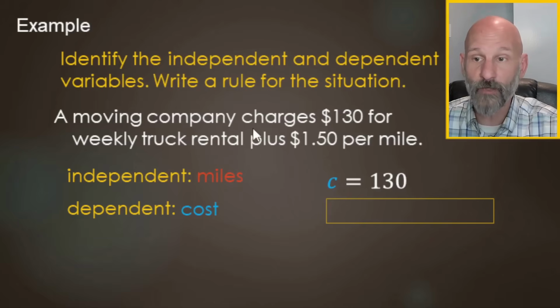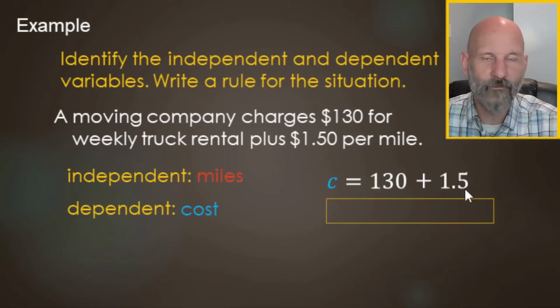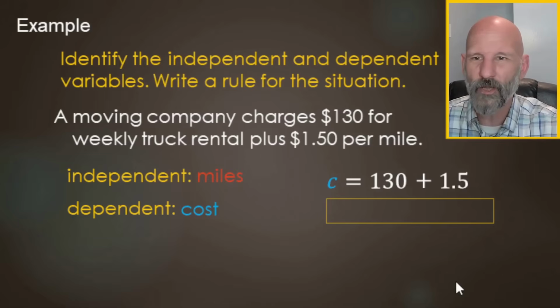And then what are we going to do? We're going to add $1.50 per mile. So we're going to add to that 1.5, $1.50. You can put the zero there if you want. It helps you go back through and figure out what you actually wrote. Per mile goes there. So cost is 130, the start amount, the weekly truck rental, plus $1.50 per mile.